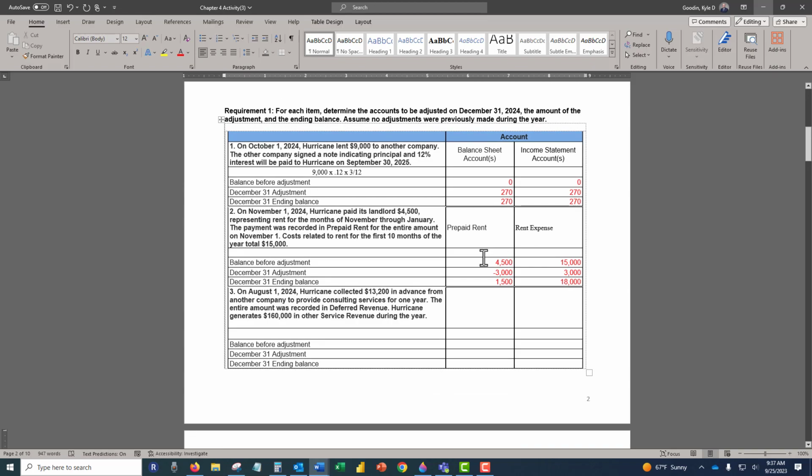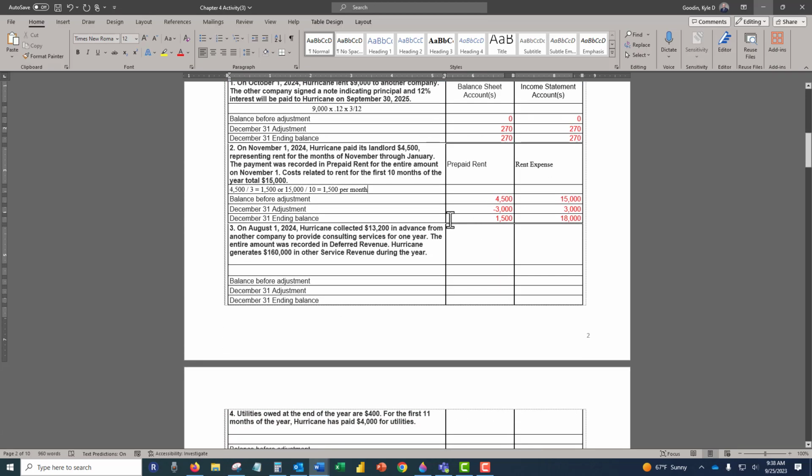Okay, so hopefully you are following through on that. It's not terribly difficult. There are a couple ways to get to that $1,500, right? You take 4,500 divided by 3, that's going to give you $1,500 per month. Or you could take the $15,000 that they paid for the other 10 months divided by 10, and that gives you the $1,500 per month as well. Okay, so a couple of different ways to get through to that.